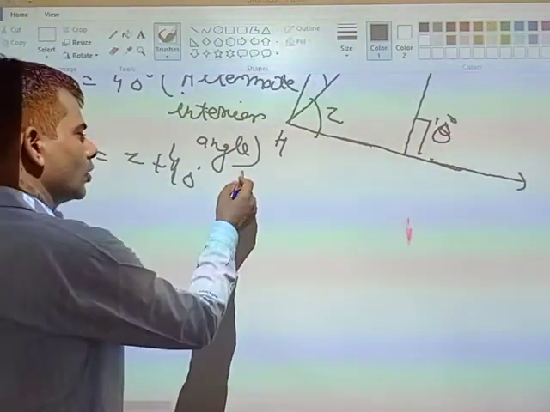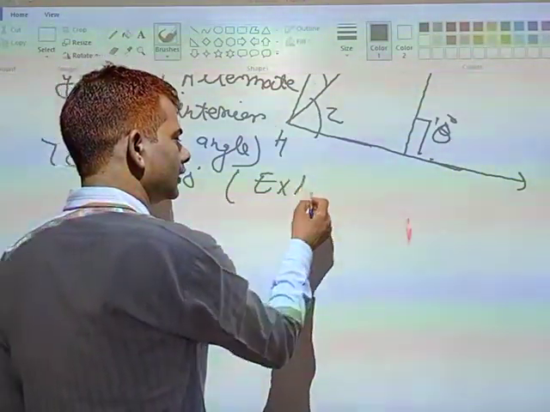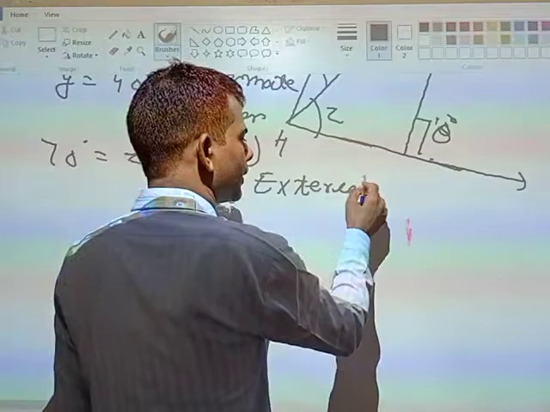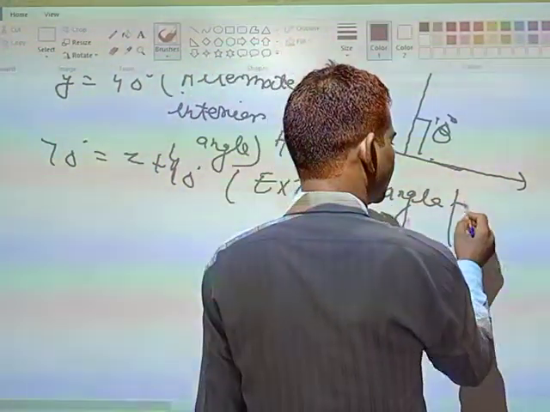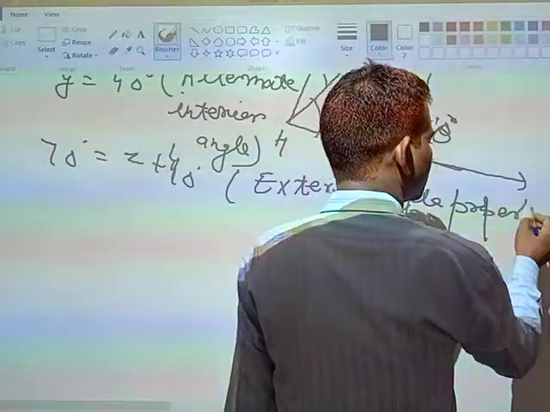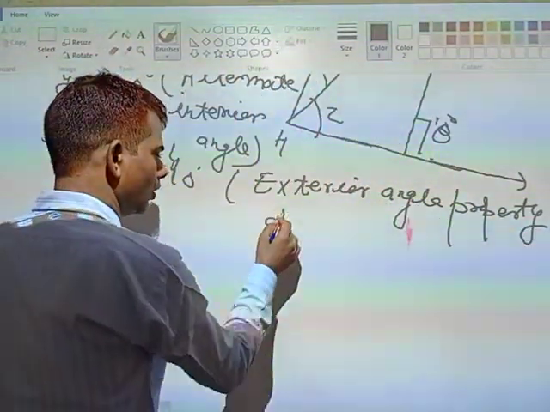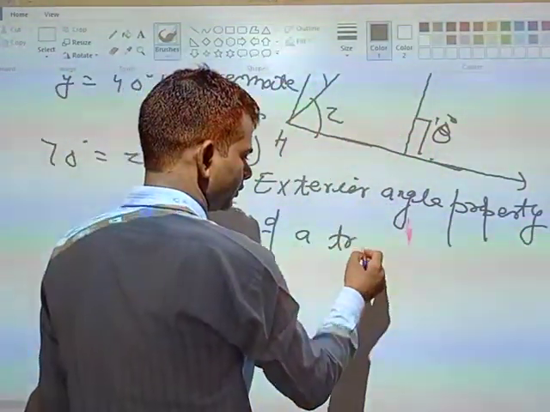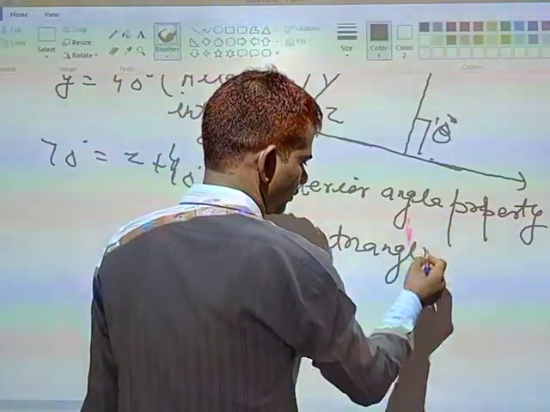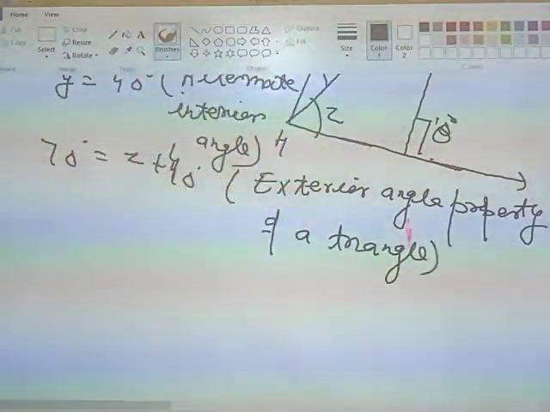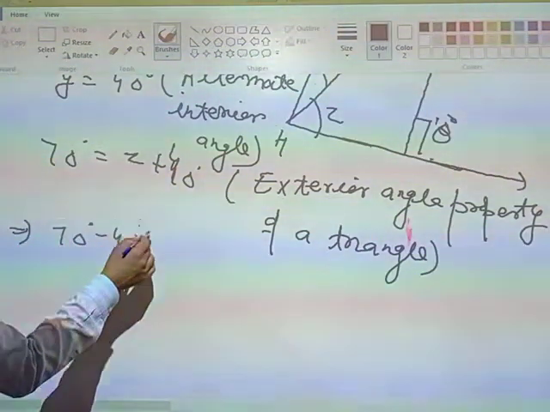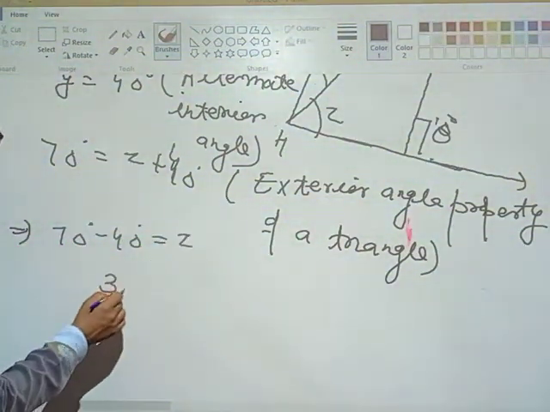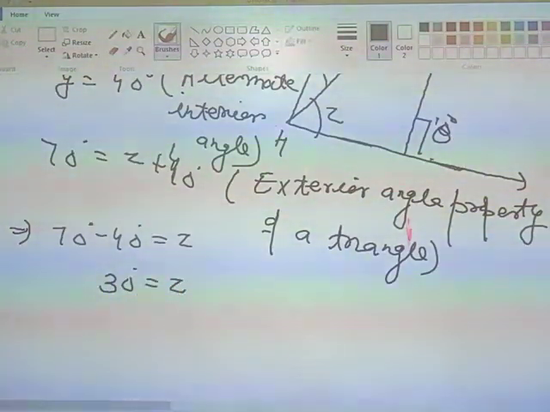Exterior angle property of a triangle. So 70 minus 40 is equal to z. 30 is equal to z. Students, any doubt, any problems?